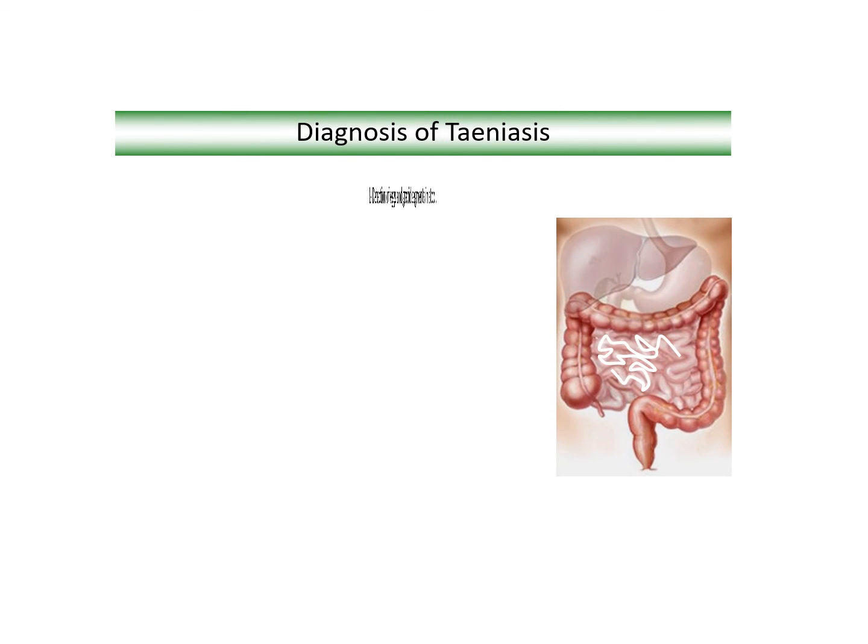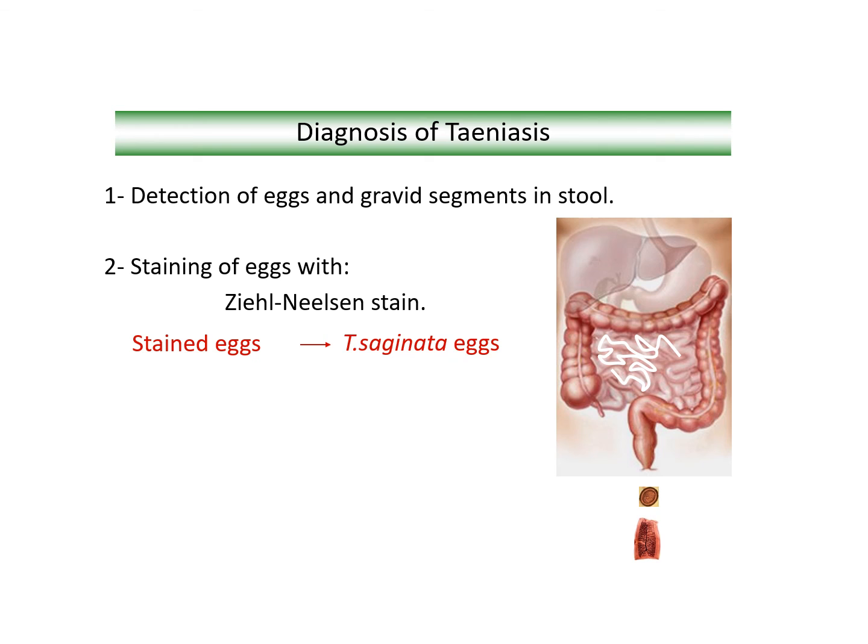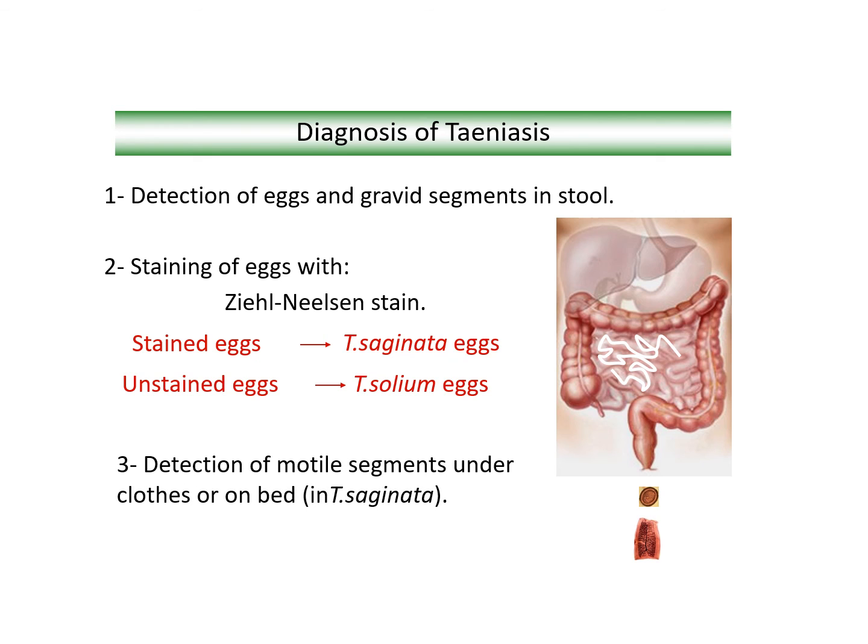Diagnosis of Taenia: detection of eggs and gravid segments in stool. Staining of eggs with Ziehl-Neelsen stain. If they are stained, they are saginata. If unstained, they are solium. Detection of motile segments under clothes or on the bed in saginata.